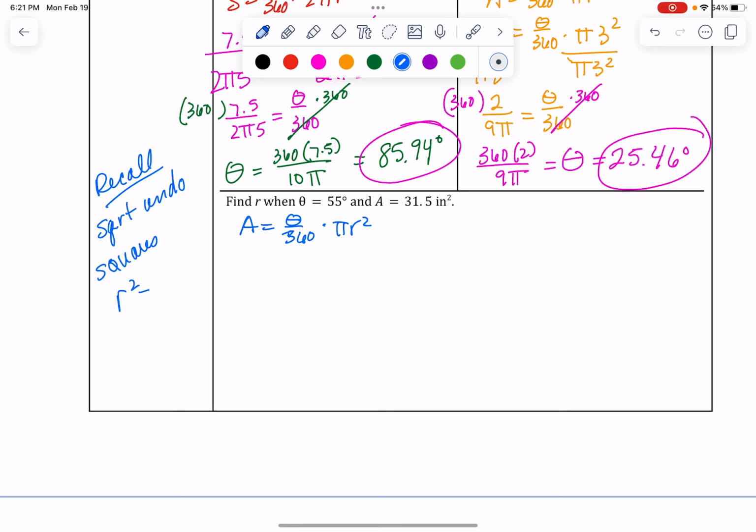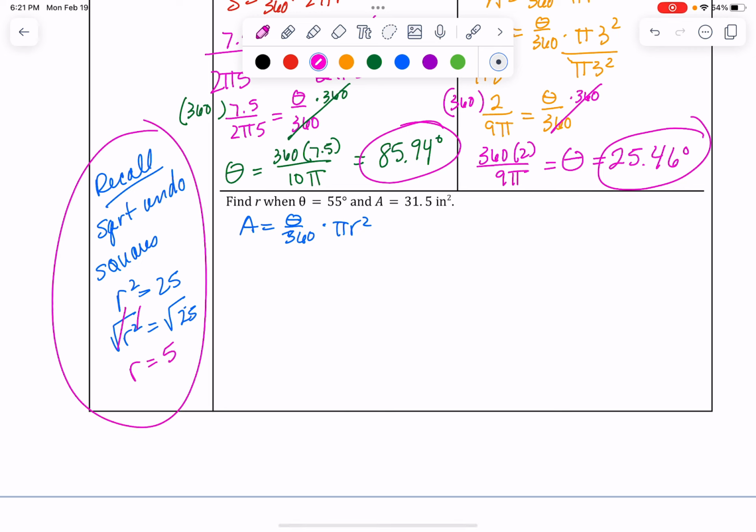So r squared equals 25. Take the square root of both sides. That cancels, and I'm left with r is 5. So don't forget that that's how we take care of square roots, because I have to find r, but my equation is set up for r squared.